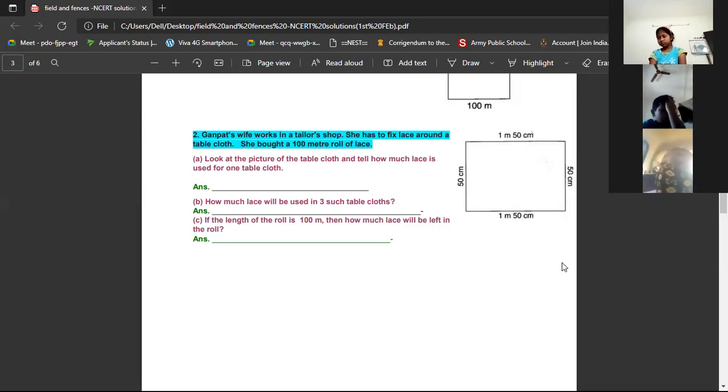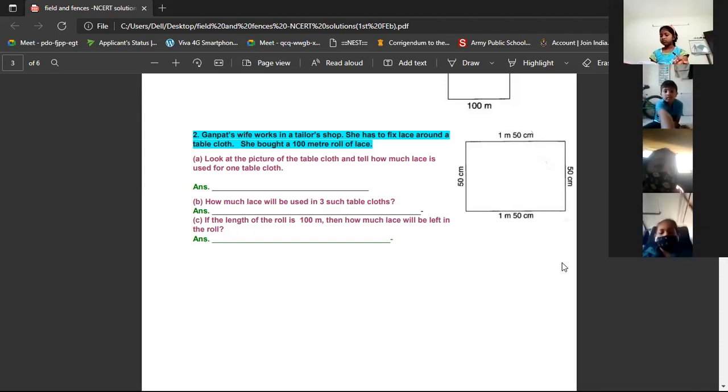3 into 4 is 12. You got the second answer, no? Centimeter, 400 centimeters, sir. I'm talking about in meters. Everything we are talking in meters, not in centimeters. Everything should be in meters. So total 12 meters is the cloth, table cloth for 3 tables.